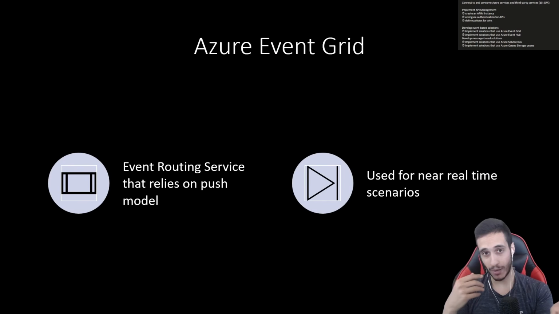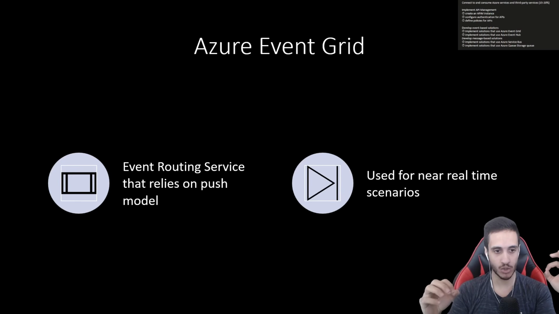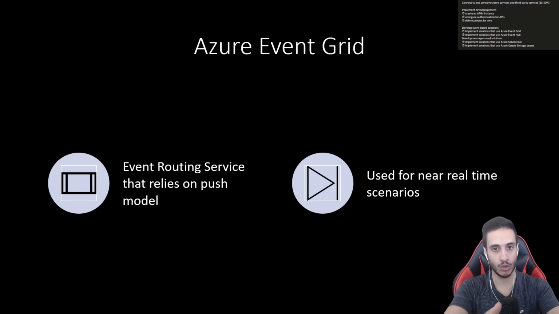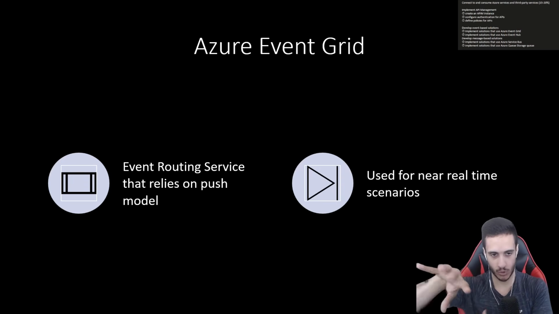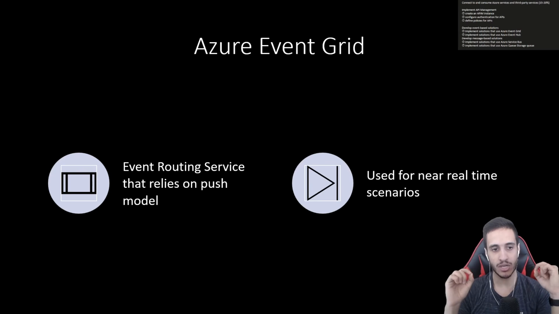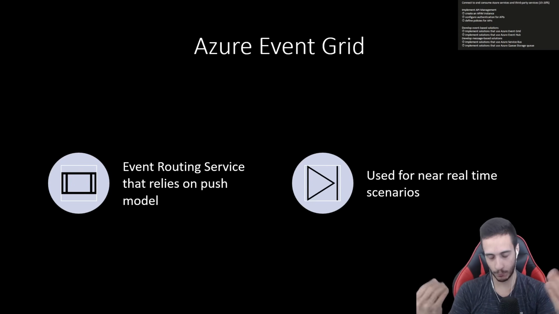And the first service I want to talk about on Azure is Azure Event Grid. Azure Event Grid is essentially an event routing service that relies on a push model. You have specific senders emitting events to Azure Event Grid, and Azure Event Grid will route those events to subscribers. Those subscribers can be Azure Function apps, web apps, standard web servers, whatever they are. This is typically used for near real-time scenarios because it's the only service on Azure that relies on a push model. This is different from other services which rely on a pull model.